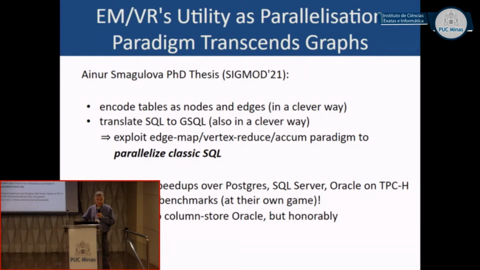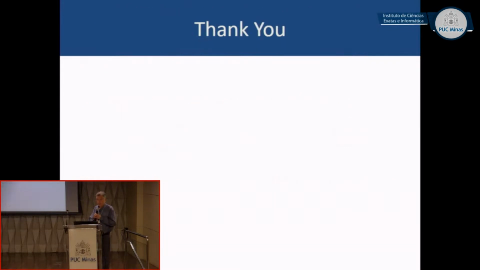So this suggests that there is something behind the edge map vertex reduce paradigm that gives it utility for parallelization of computations that transcends the graph setting. And personally, I find it very interesting to look into other applications. So with this, I would like to thank you for your attention and invite any questions.